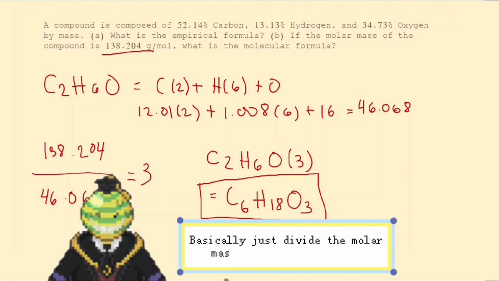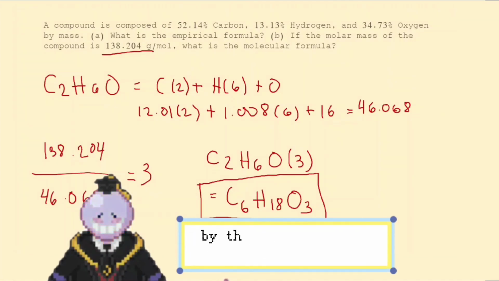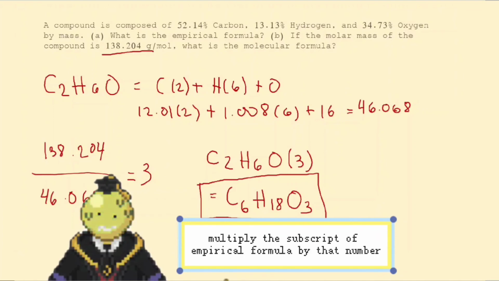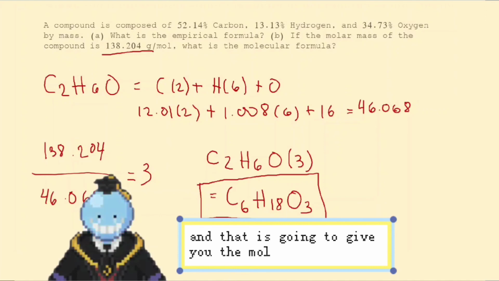Basically, just divide the molar mass of the molecular formula by the molar mass of the empirical formula, and whatever number you get, multiply the subscripts of the empirical formula by that number, and that is going to give you the molecular formula.